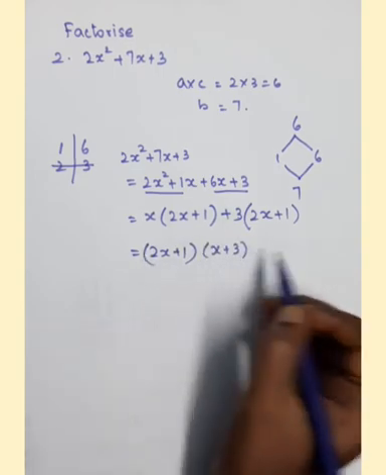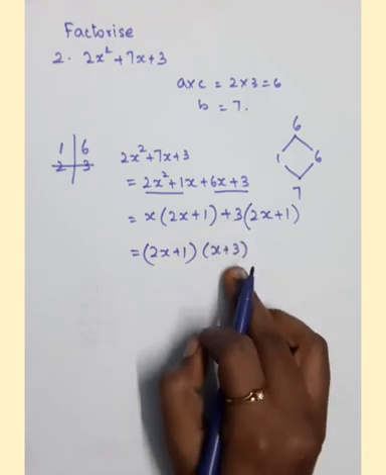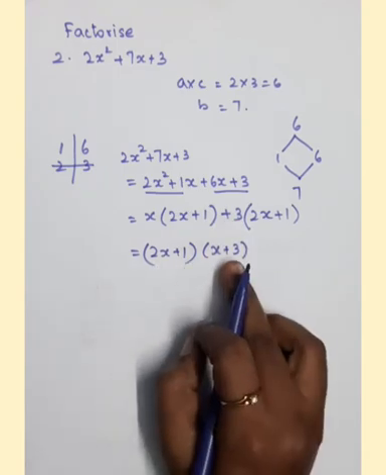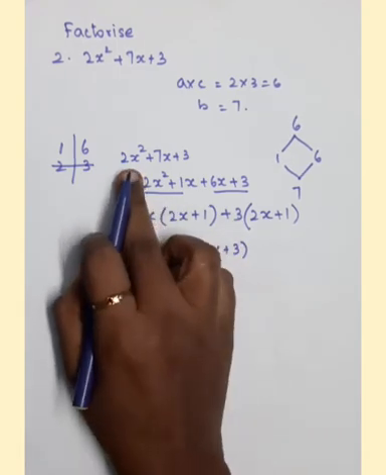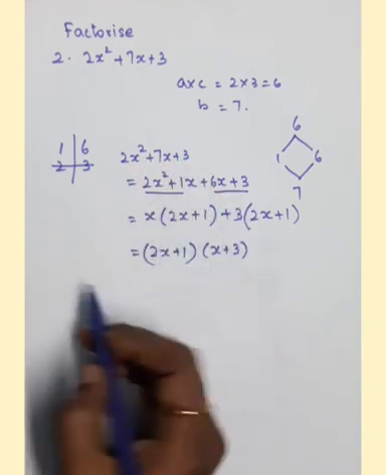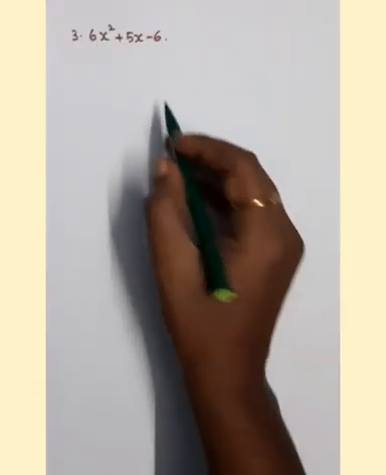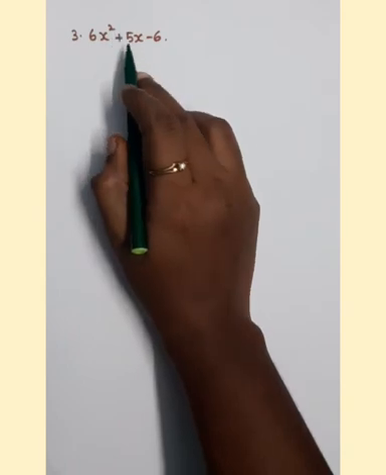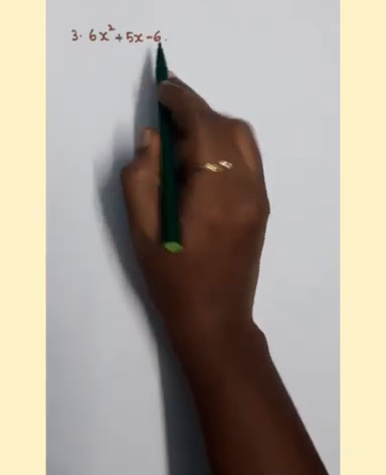So you can write this as x plus 3. So 2x plus 1 and x plus 3 are the factors of 2x squared plus 7x plus 3. Now we are going to solve the third problem, 6x squared plus 5x minus 6.